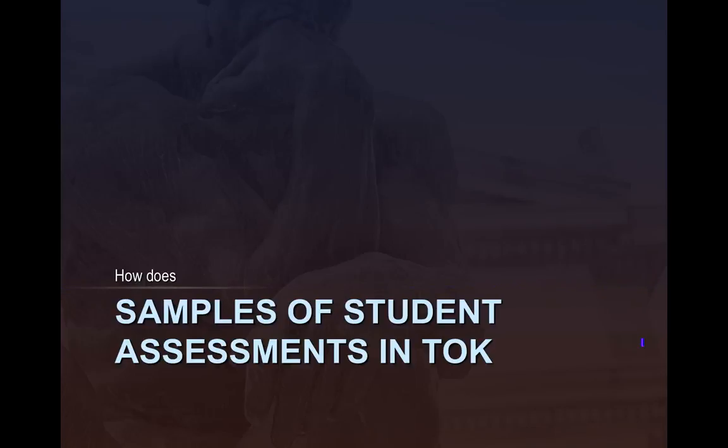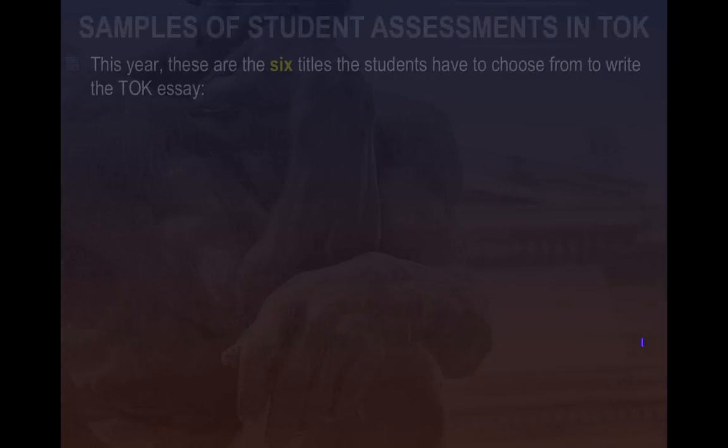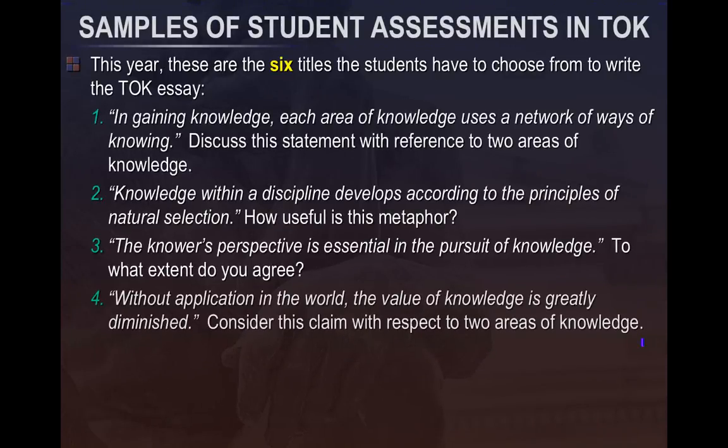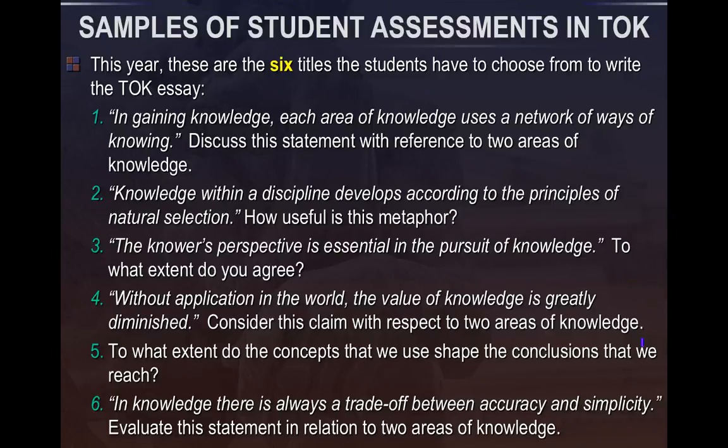So let's take a sample look at some of the student assessments done in Theory of Knowledge. This year in TOK, these are the 6 titles that students are required to choose from for their TOK essay. To choose one, for example: the knower's perspective is essential in the pursuit of knowledge. To what extent do you agree? Or, in knowledge, there is always a trade-off between accuracy and simplicity. Evaluate this statement in relation to 2 areas of knowledge. So here are the type of questions and essay topics that the student must choose from.